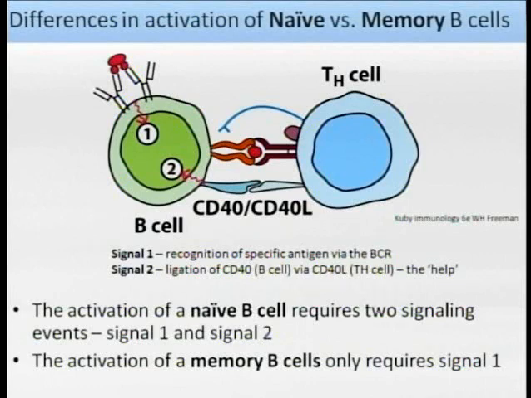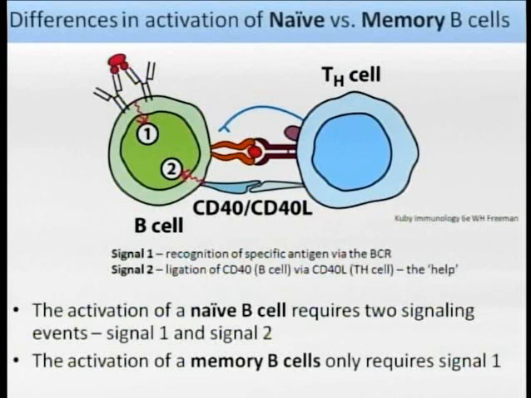So a memory cell, as it's patrolling our body, looking for pathogen, once it interacts with pathogen through its receptor, it just needs that first signal, and it's going to be called back into an immune response. So it doesn't have to wait for T cell help because it already received help from the T cell back when it was activated the first time when it was a naive cell.